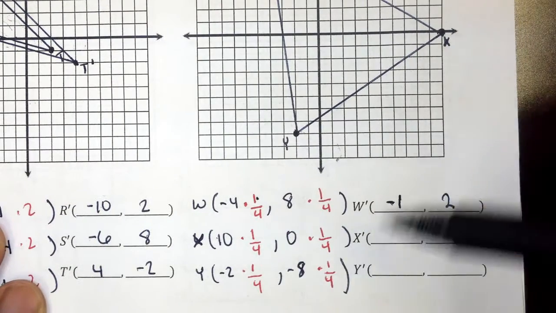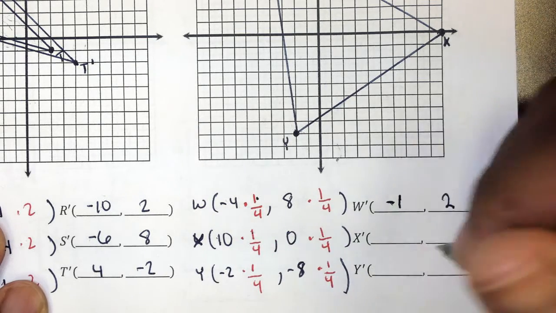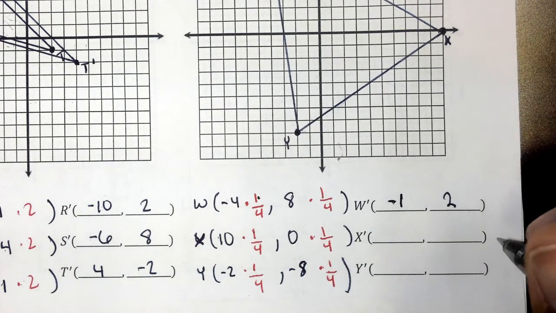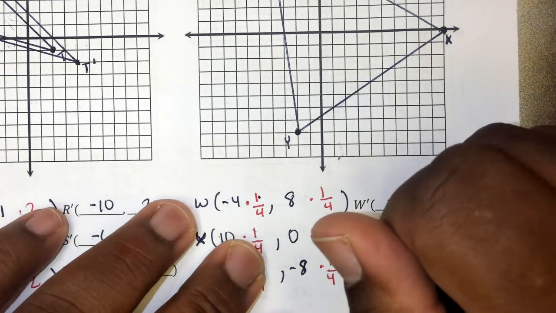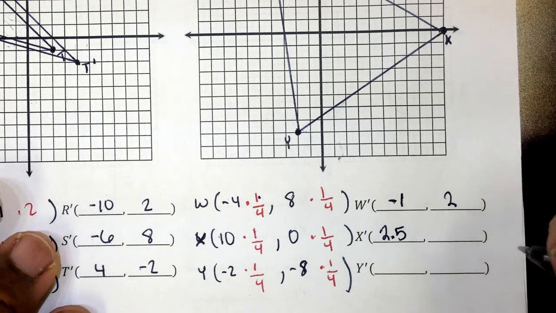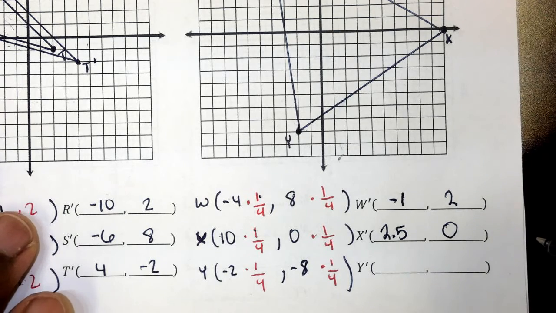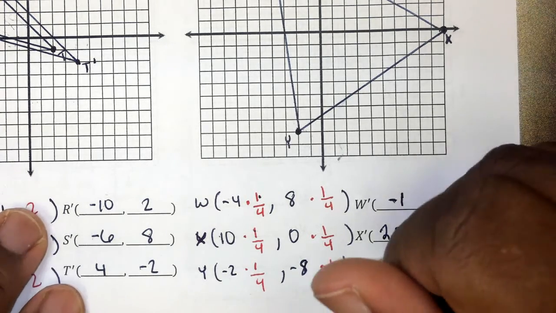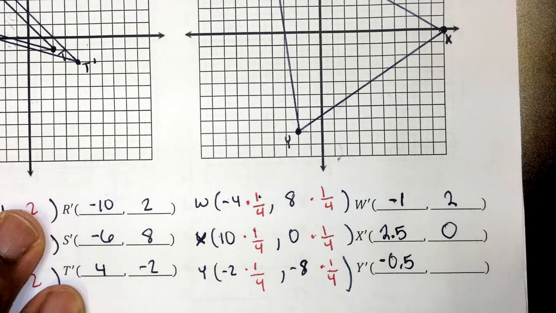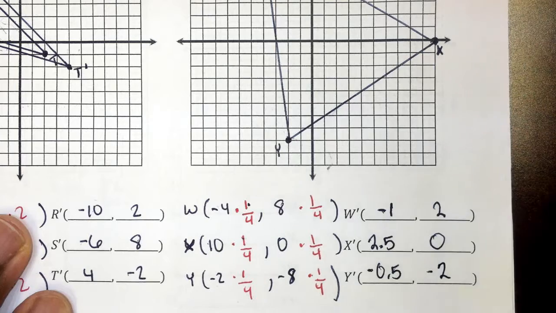And then here, you may need a calculator. 10 times 1, 10, divided by 4. You can give me the decimal. If you reduce it, it'll be 5/2, but we want the decimal. We have to graph it. 2.5? Yeah, 2.5. And then 0 times 1 divided by 4, 0. -2 times 1 divided by 4 is -0.5. And then -8 times 1 divided by 4, -2. There we go. So those are our points.